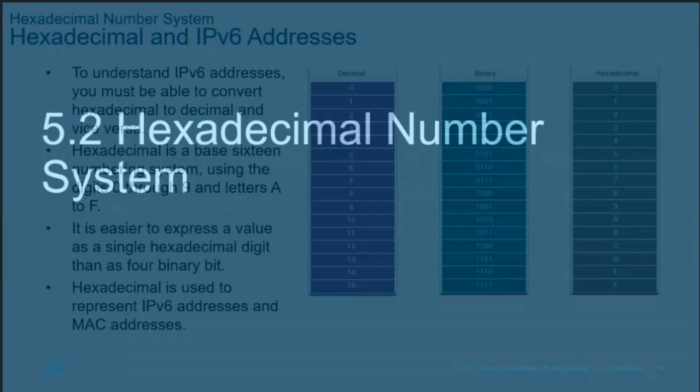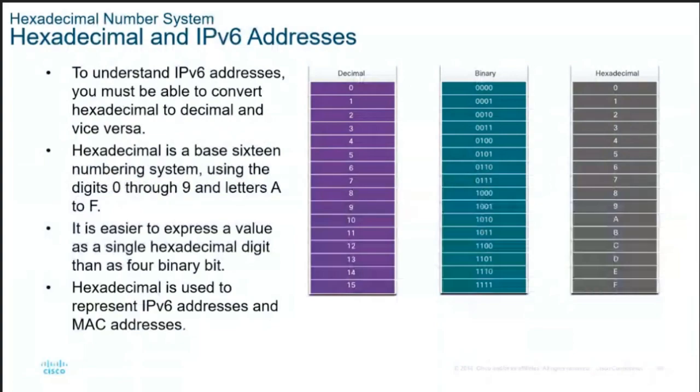So in the hexadecimal and IPv6 addresses, to understand IPv6 addresses, you must be able to convert hexadecimal to decimal and vice versa. The hexadecimal is a base 16 numbering system using the digits 0 to 9 and then letters A to F. It is easier to express a value as a single hexadecimal digit as a 4-bit binary. Hexadecimal is used to represent IPv6 addresses and MAC addresses.